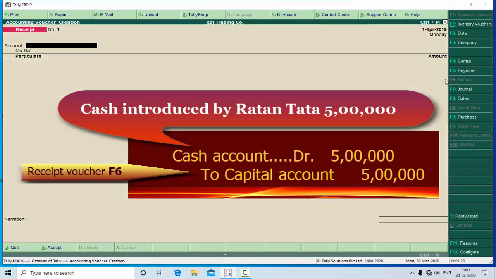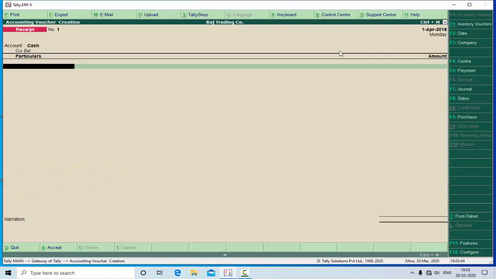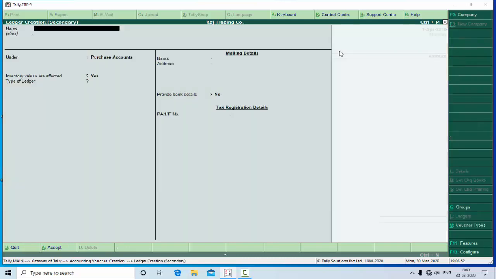Then enter the name, if cash is received, like cash account, which is automatically created by Tally when you create the company, cash account and P&L account. Both accounts are created by Tally automatically. You select the cash account from here, and then capital account, but I have not created the capital account, so just create the capital account.